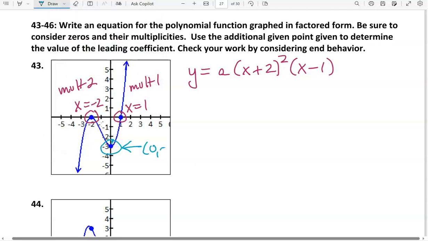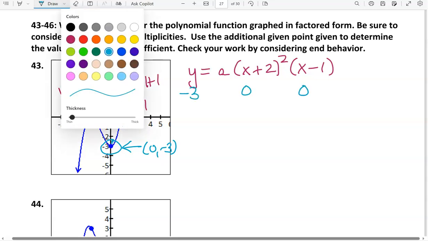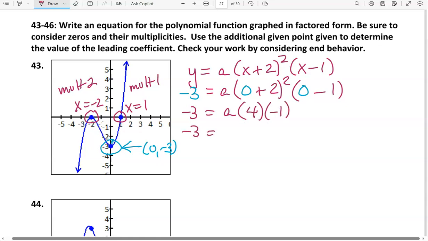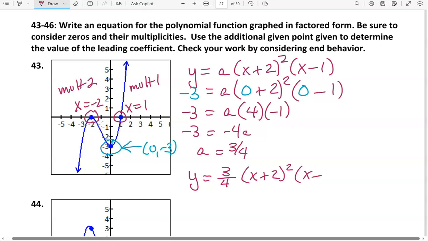Extra point is (0, negative 3), which means that y is negative 3 whenever x is equal to 0. So replacing those values, we get an equation: negative 3 is equal to a times (0 plus 2) squared times (0 minus 1). Or negative 3 is equal to a times 4 times negative 1. So negative 3 is equal to negative 4 times a, dividing, a is equal to positive 3/4. So that means that the equation of the polynomial is y equals 3/4 times (x plus 2) squared times (x minus 1).